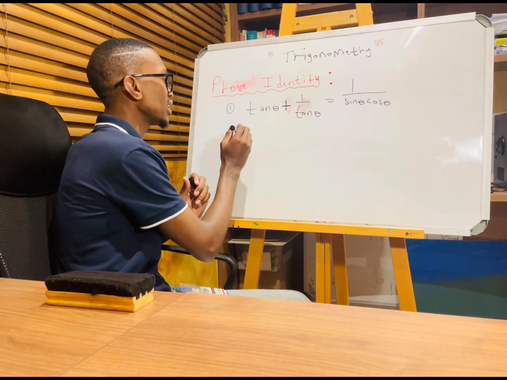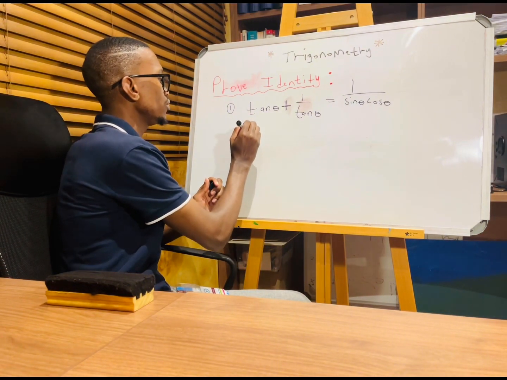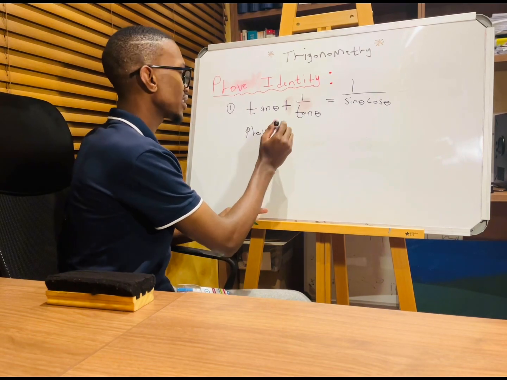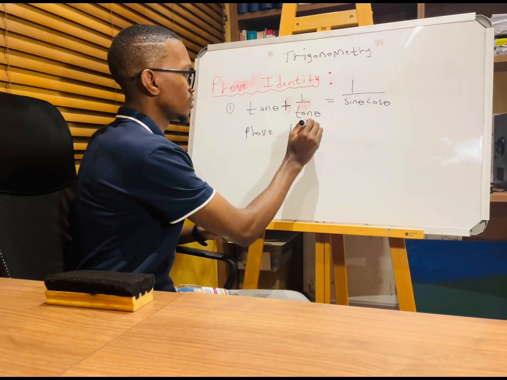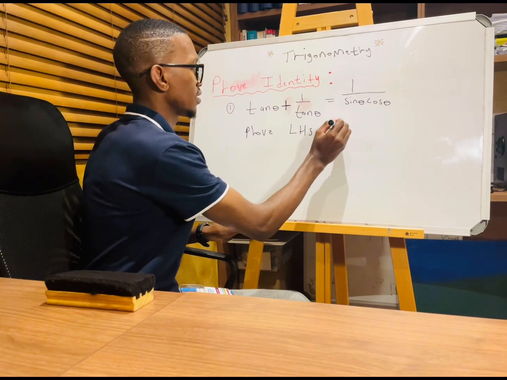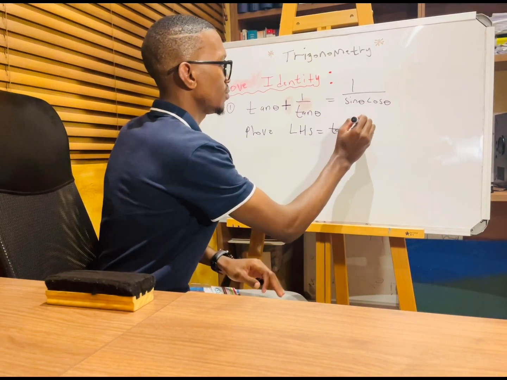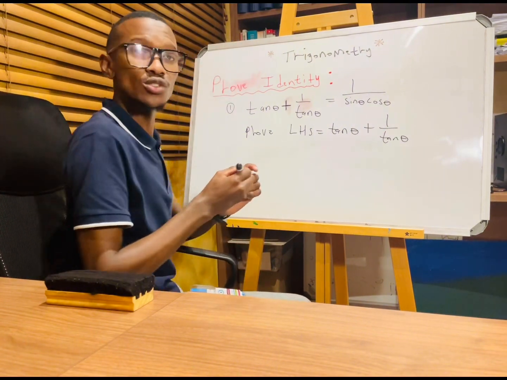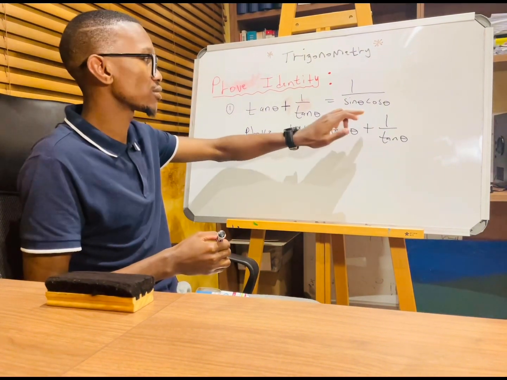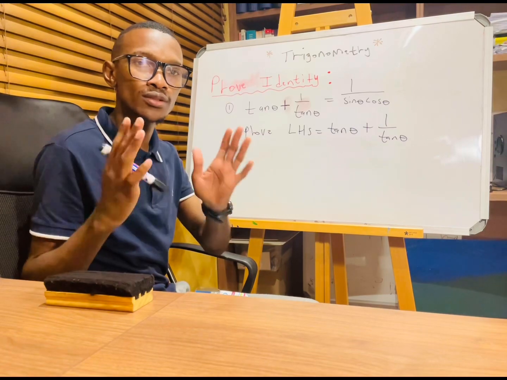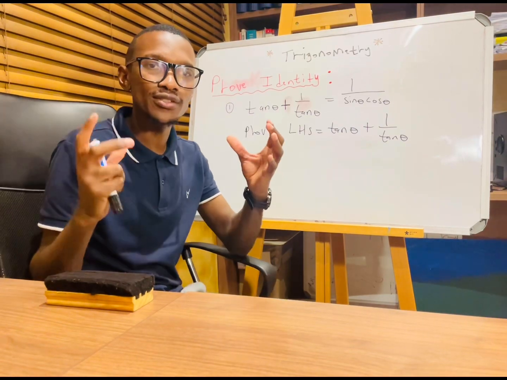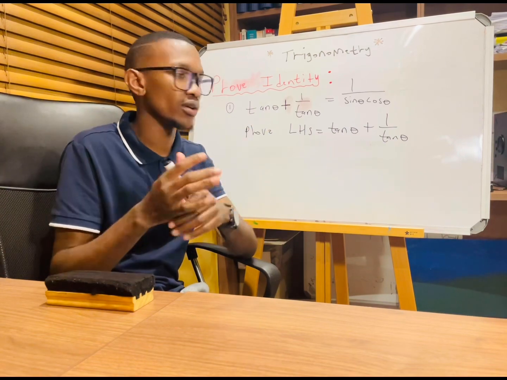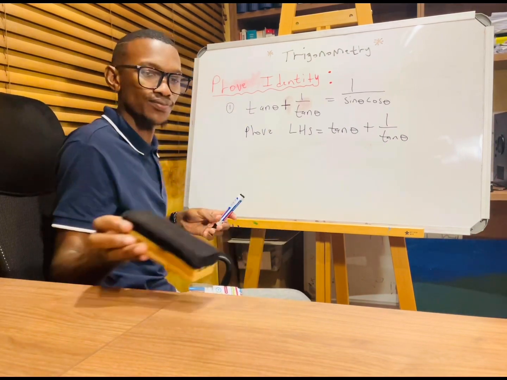So I'm going to prove the left hand side, which equals tan theta plus 1 over tan theta. We need to prove that this side on the left equals this side. How are we going to do that? Don't worry. As long as you know the basics of trigonometry, you're good to go. I'm going to take you through it as well. All right, so let's check them out.